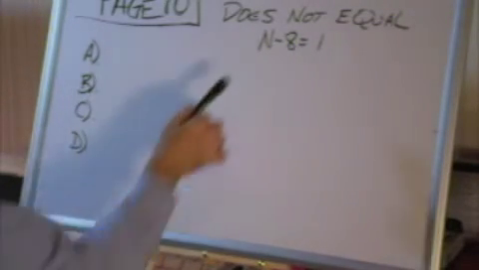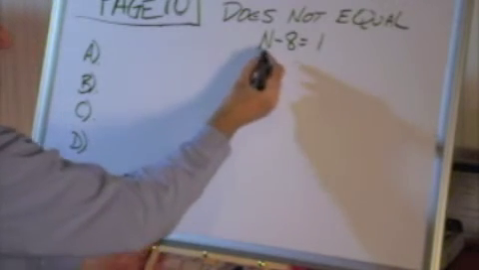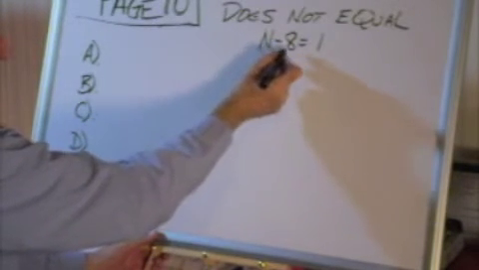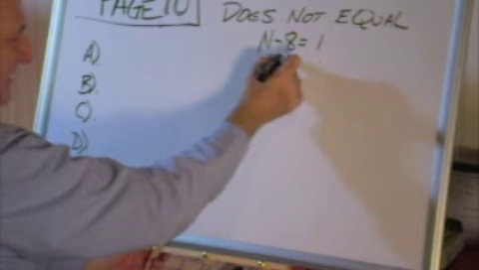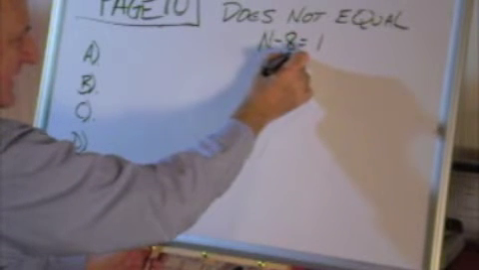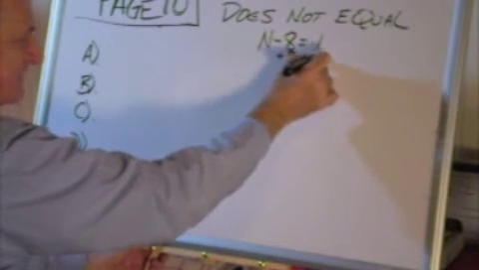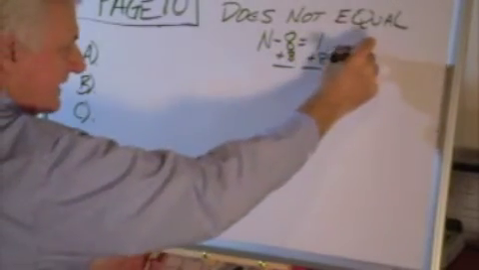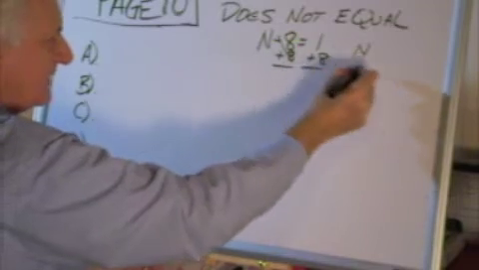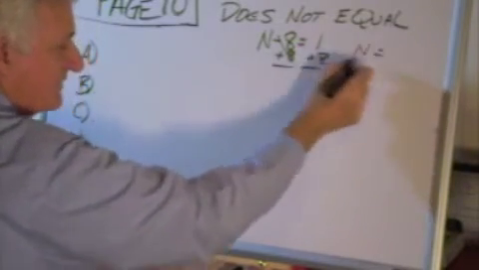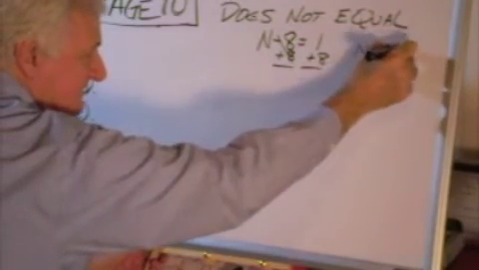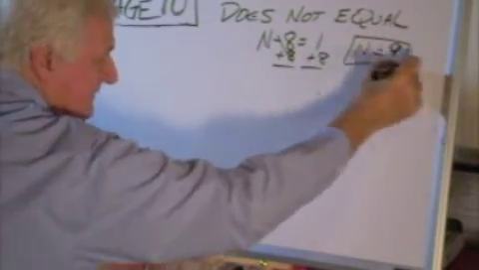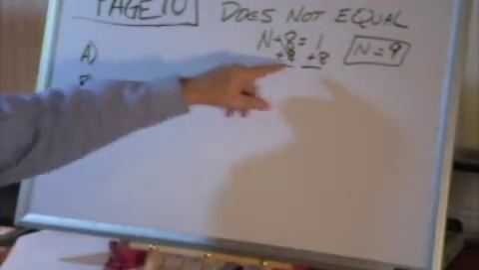What that means is, let's solve this. If n minus 8, some number minus 8 gives you 1, what's the number? Well, it's obviously going to be 9. But let's add the 8 to each side. Therefore, n equals 1 plus 8 is 9. That is what n is going to equal.